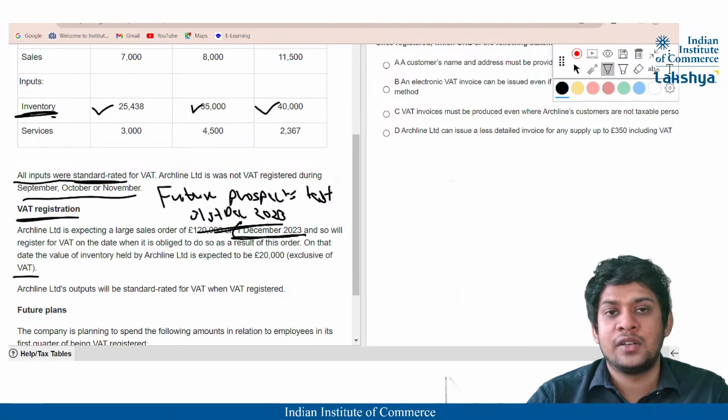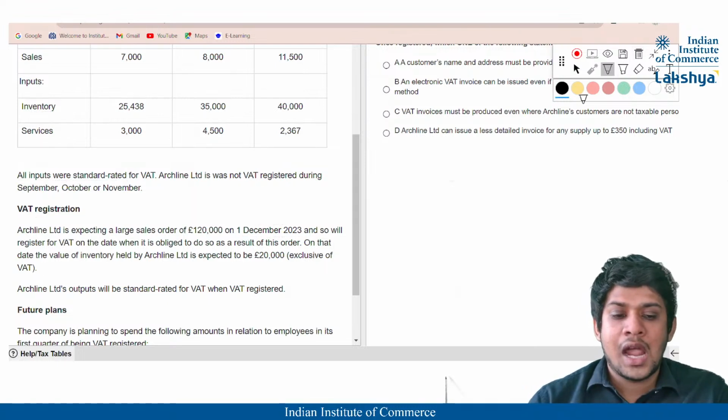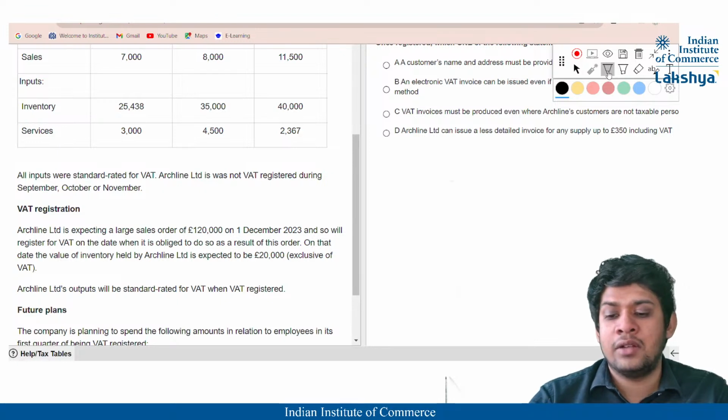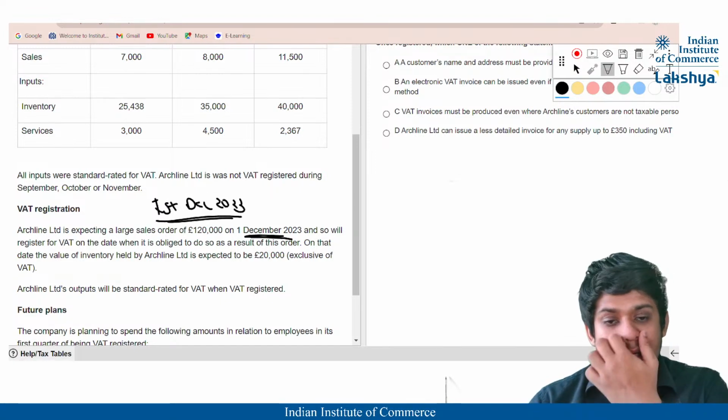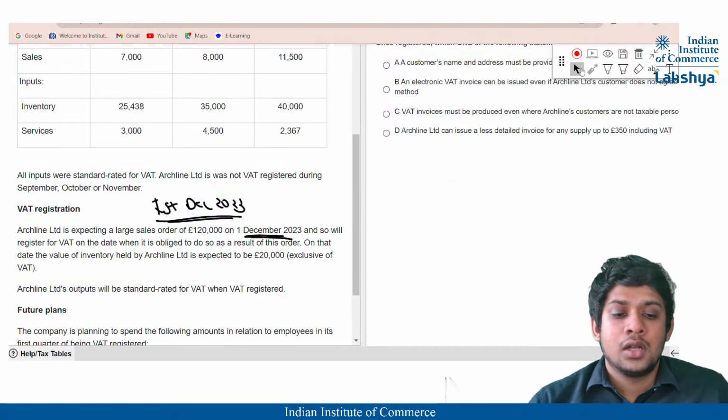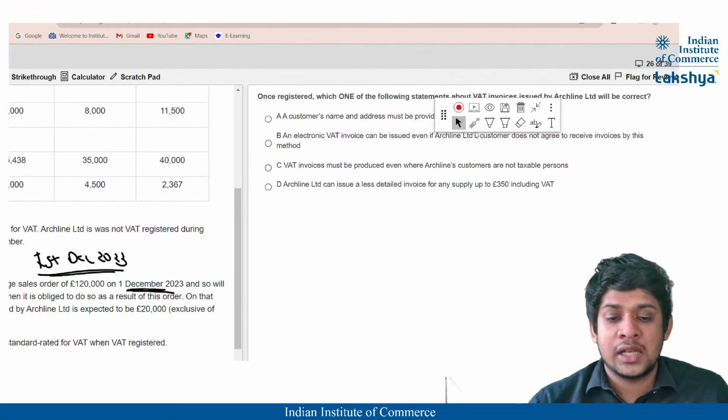Okay, that this month I am exceeding it, so I should register for VAT. They should voluntarily do it. Okay, and if they have registered for VAT, they will be effective as a member of VAT from 1st December onwards. Right, from 1st December itself. Okay, now let us look at what the question is asking us.